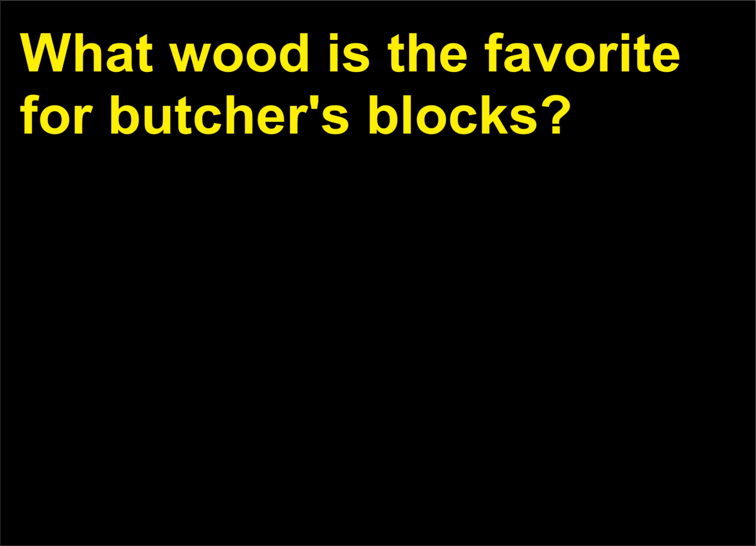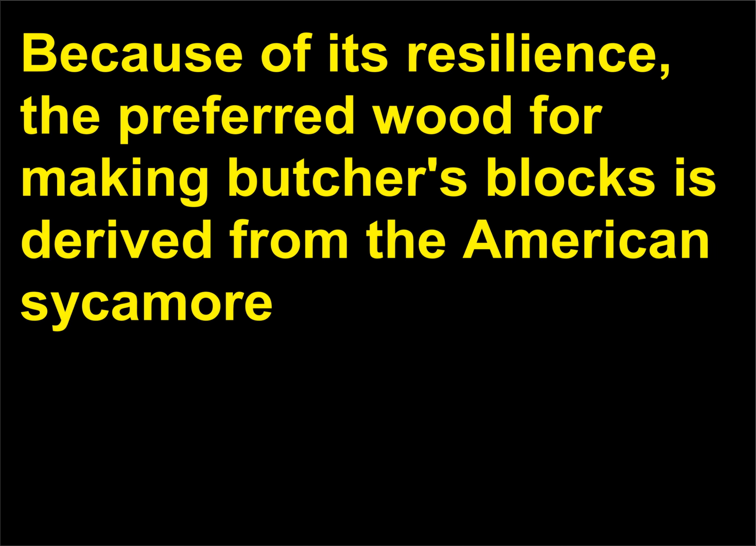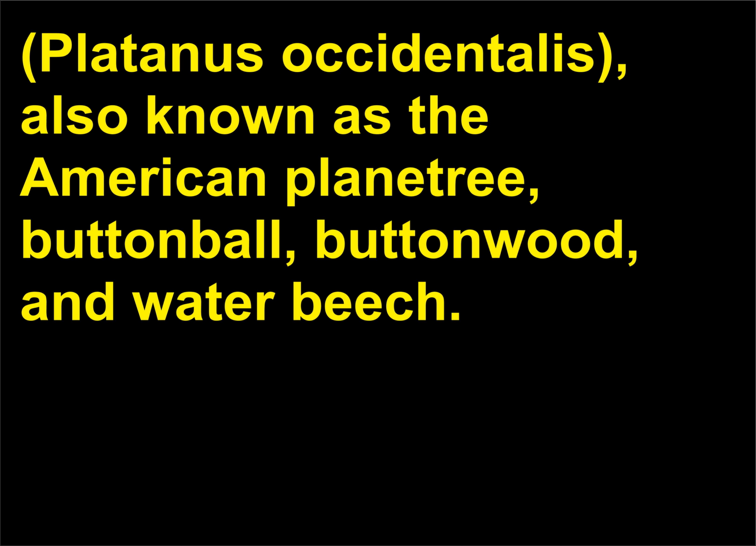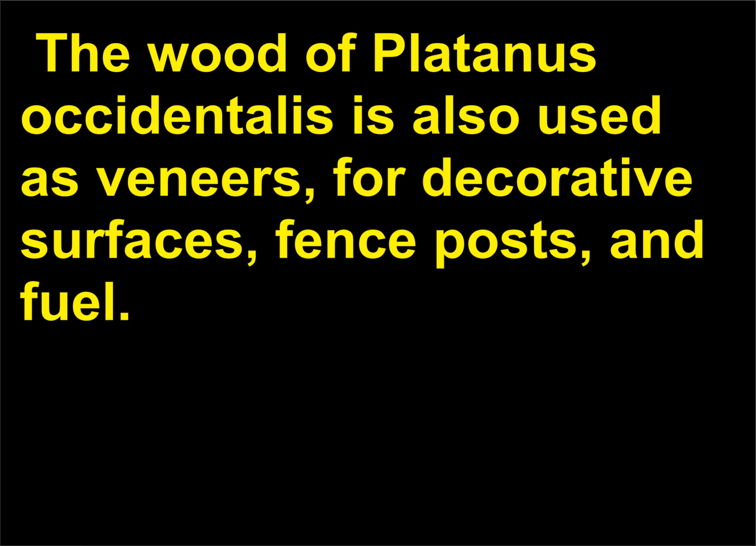What wood is the favorite for butcher's blocks? Because of its resilience, the preferred wood for making butcher's blocks is derived from the American sycamore, Platanus occidentalis, also known as the American plane tree, buttonball, buttonwood, and water beech. The wood of Platanus occidentalis is also used as veneers, for decorative surfaces, fence posts, and fuel.